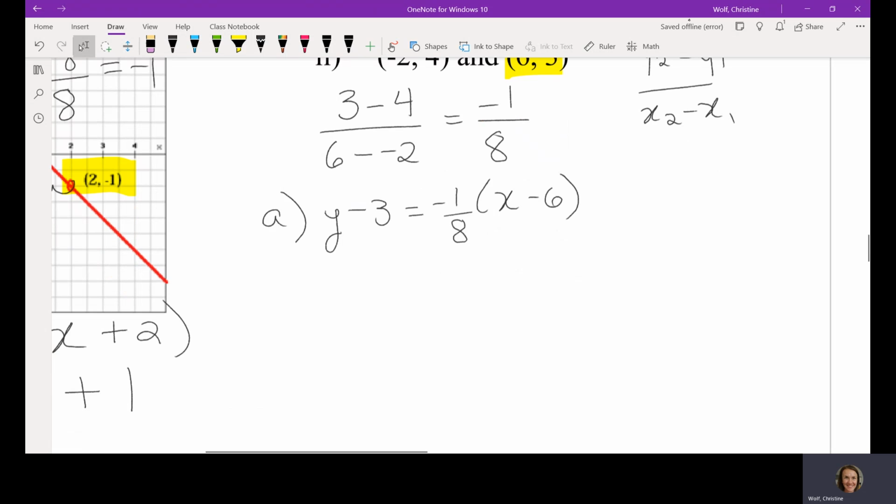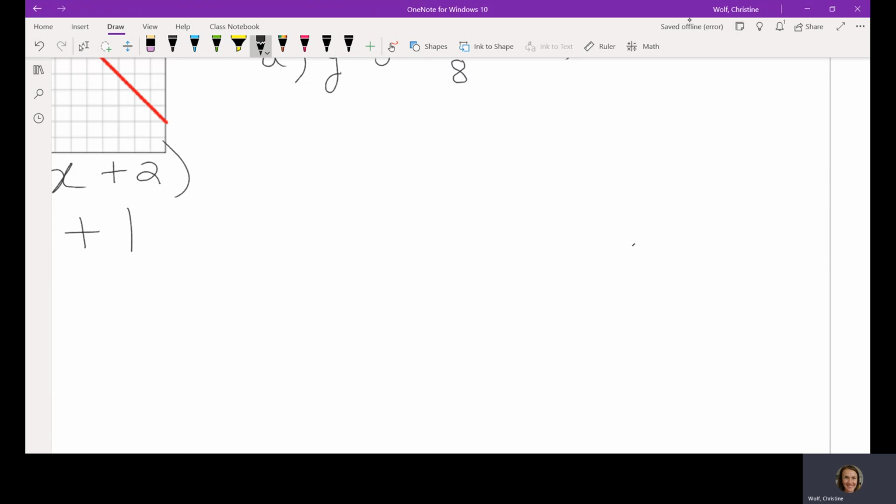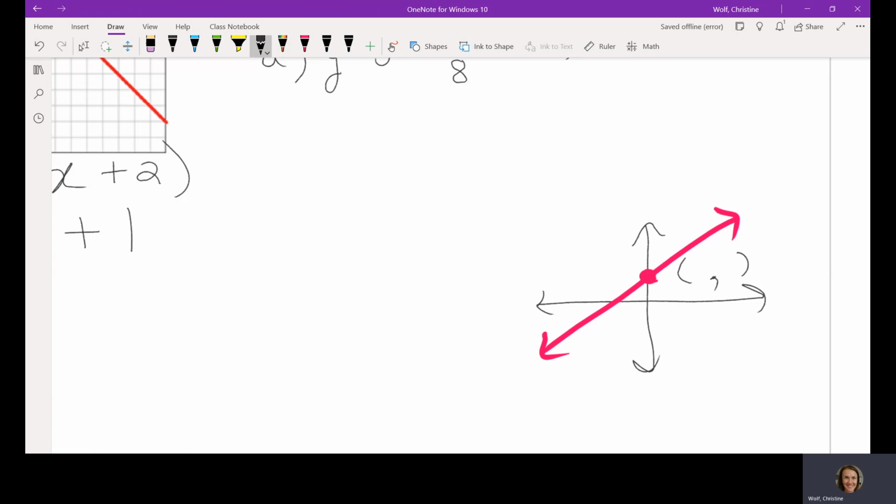Now, let's do a little review of something from Unit 5. You don't have to draw this. When we have a graph, and you have a line, that's the y-intercept, right? Where it crosses the y-axis. What do we know about x at that point?